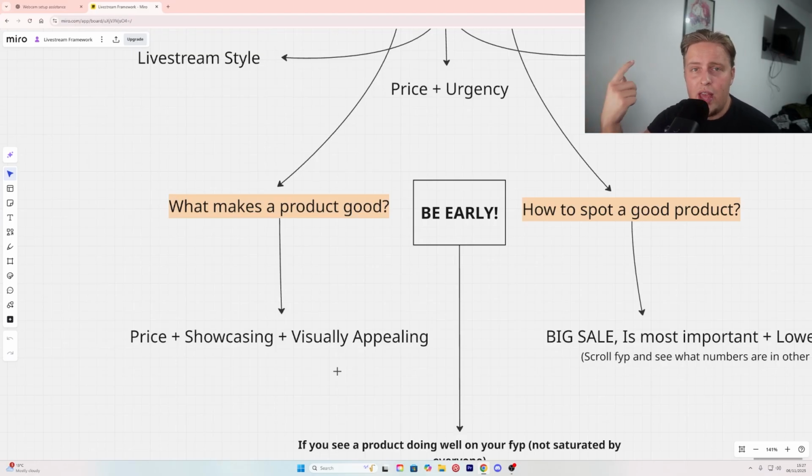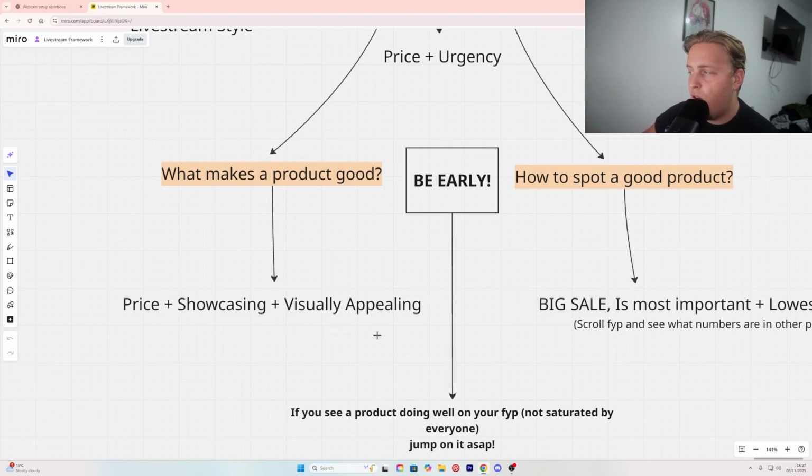People just watch it, and when they watch it, even if it's for an extra 5 seconds, even if they're not interested in buying the product, it's going to push your live out more to more people who may potentially be interested in buying the product. So make sure that you actually have visually appealing things in your lives, because if you do that, it's going to perform so much better.